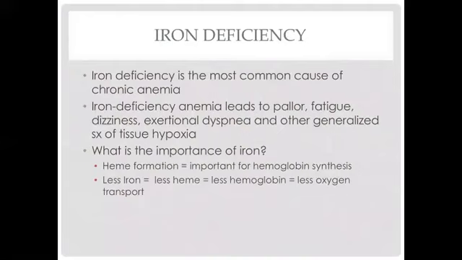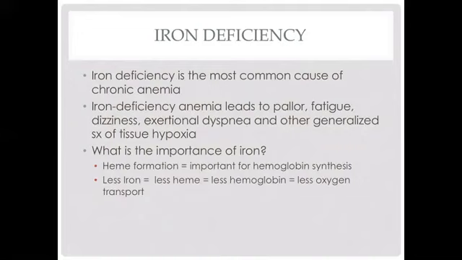Iron deficiency is the most common cause of chronic anemia. This is because iron is important for heme formation, and together with the globin proteins, hemoglobin is synthesized. As you learned, hemoglobin is important for oxygen transport. Thus, less iron would mean less heme formation, and when there is less heme, less hemoglobin, thus less protein would be available for oxygen transport.